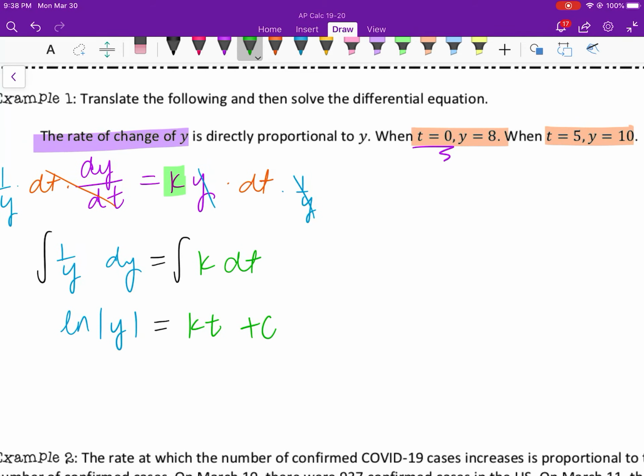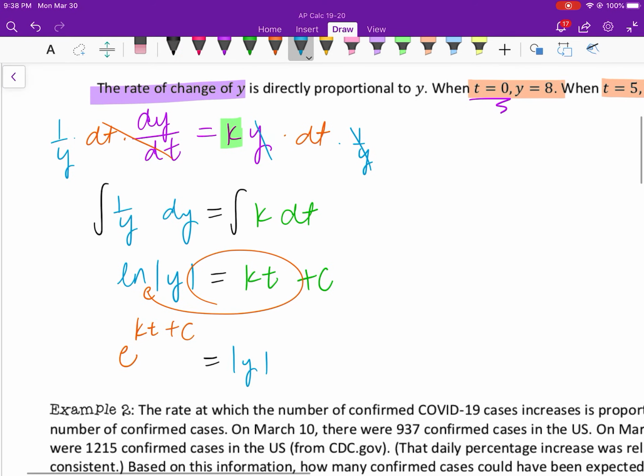Now remember, yesterday we put a lot of our ordered pairs in at this stage before we solve for y. Today it's actually going to be beneficial to solve for y first. To get rid of a natural log, I would often say that we would log loop it, and that's exactly what we'll do. Log base e makes e the base of our exponent. So e to the kt plus c is equal to the absolute value of y.